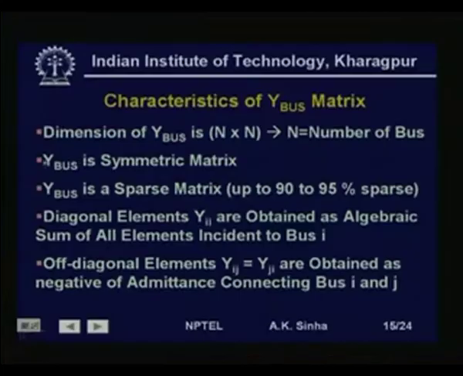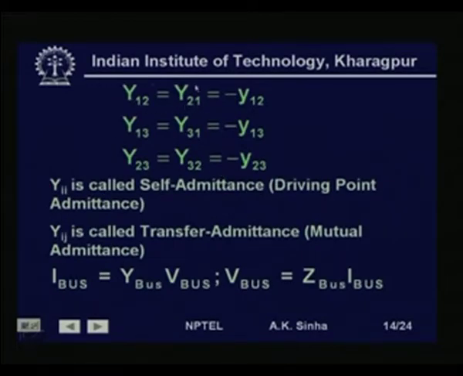or even more. Another characteristic that we see for this Y bus matrix is that it is a symmetric matrix. That is, what we are seeing here is Y12 is equal to Y21 is equal to minus small y12. So, what we are saying is Y12 is equal to Y21, Y13 is equal to Y31, Y23 is equal to Y32, that is, the matrix is a symmetric matrix.